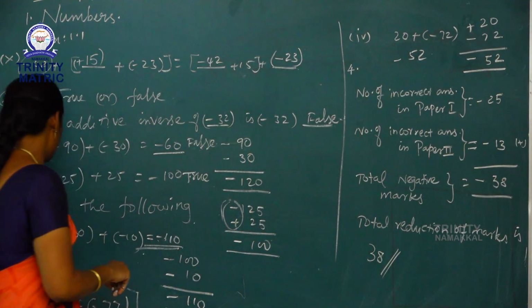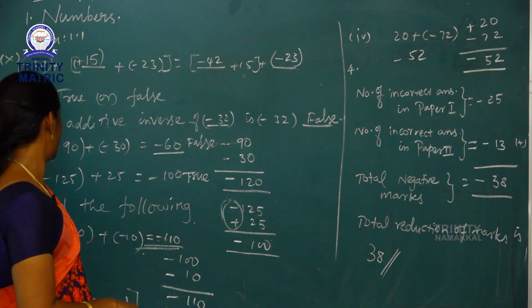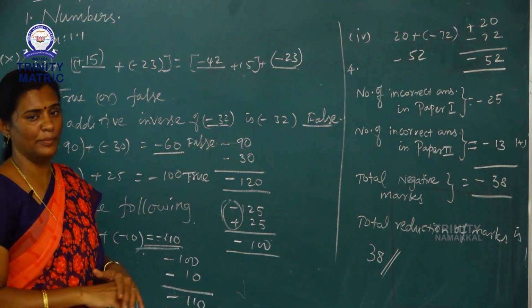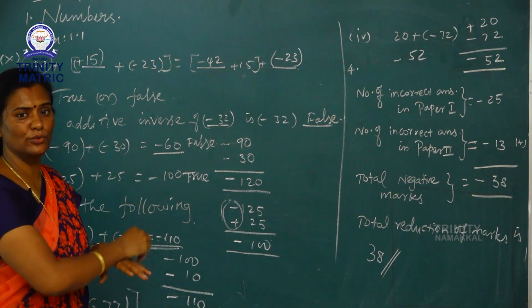See, in the third sum, I do only two sums, 3 and 4. Then the remaining sums are homework. Like the same method, try to do the sums.